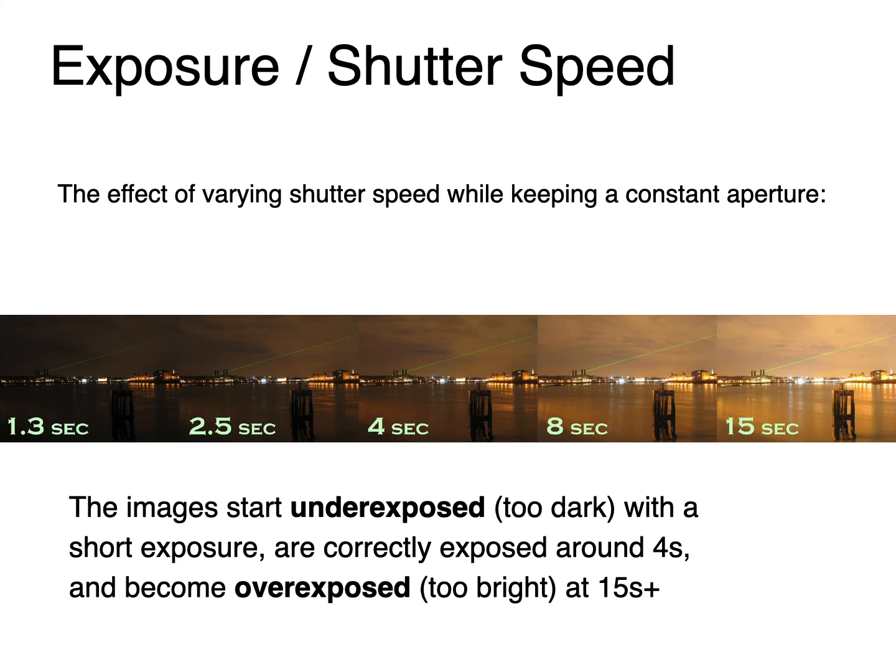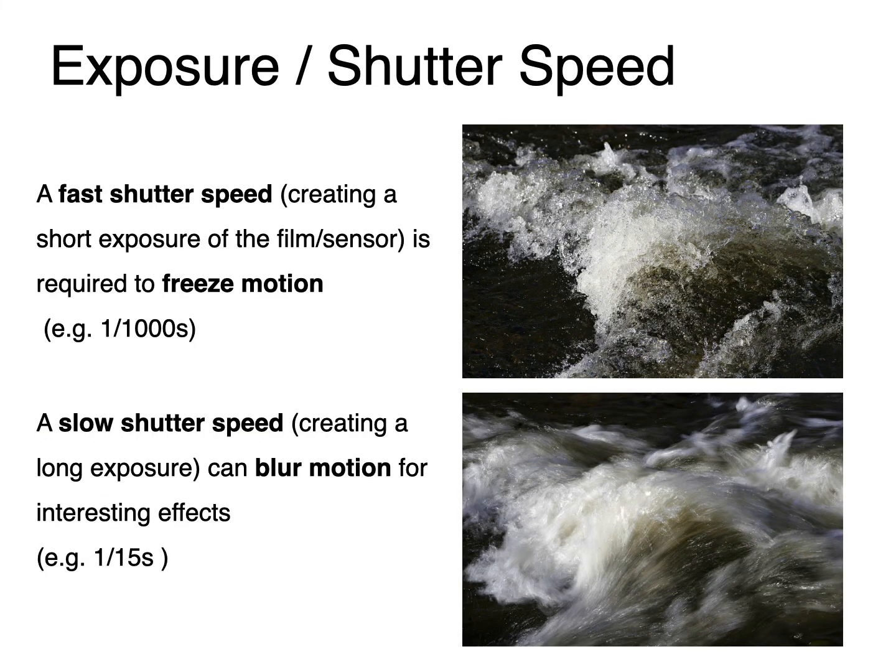Where you see out of these 5 pictures, you can see which is underexposed, overexposed, and properly, correctly exposed. So if the shutter opens for a long time, you will get an overexposed picture, and if it is for a lesser time, you will get a dark, short-exposed picture. A fast shutter speed creating a short exposure of the film sensor is required to freeze motion.